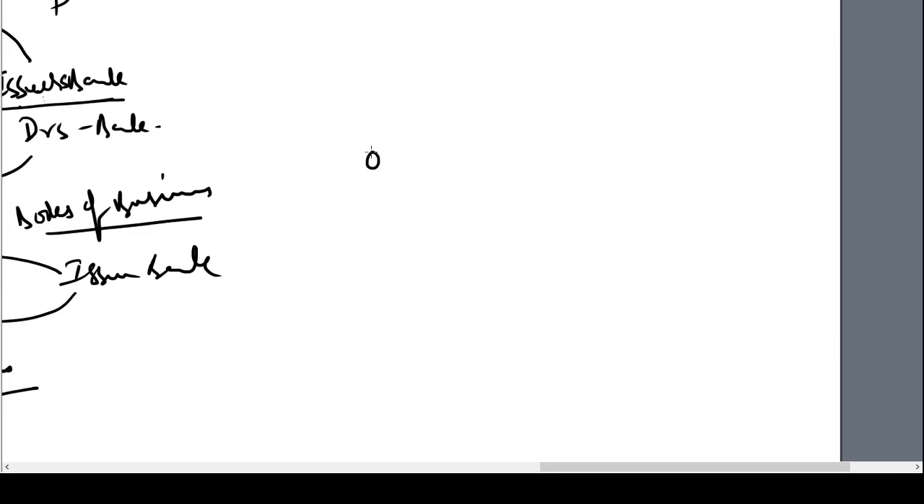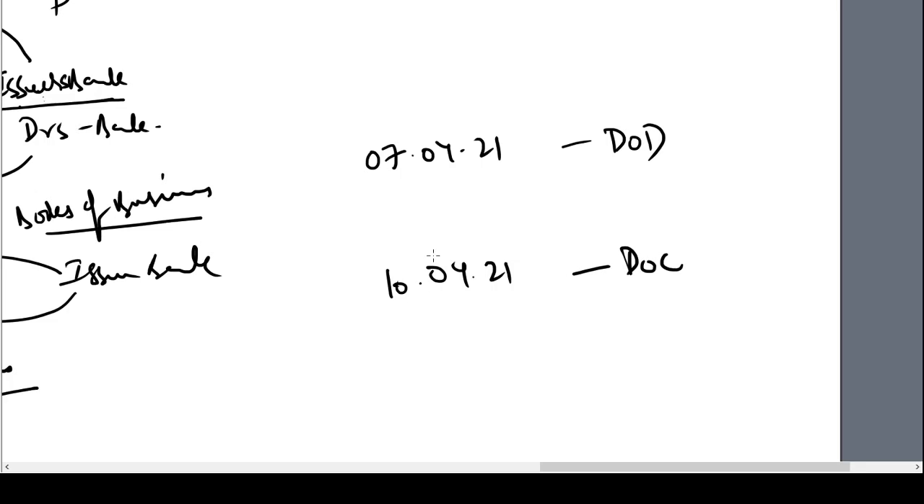We received some checks. We deposited the checks on 7th April 21, date of deposit of the check. Money comes to our bank account, date of collection on 10th April. We pass entry, the business passes entry in its books on the date of deposit, on the date of receipt of the check. Bank passes entry on the date of collection.